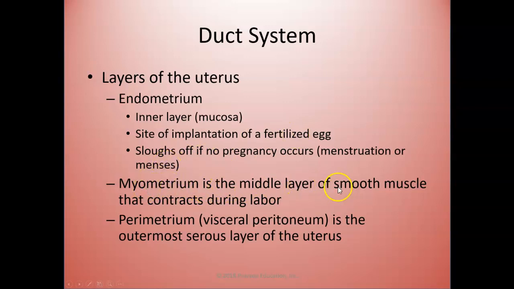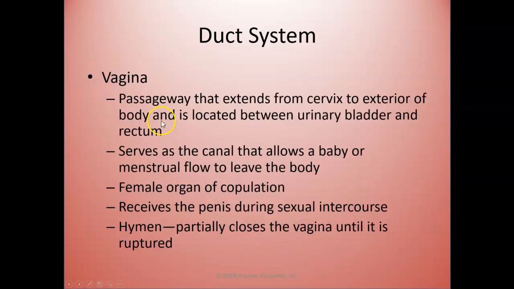The myometrium is the middle part, and it consists of smooth muscle, and this is the part that actually contracts during labor. And then the perimetrium is the outermost layer of the uterus.